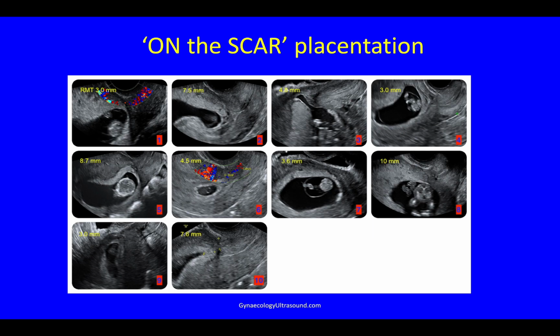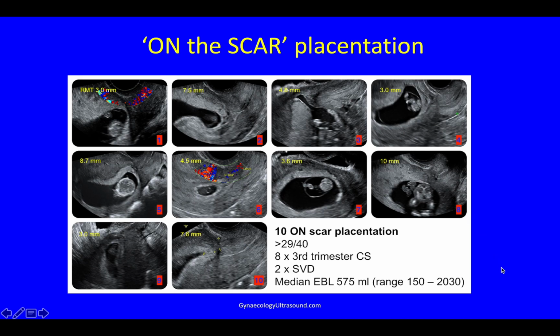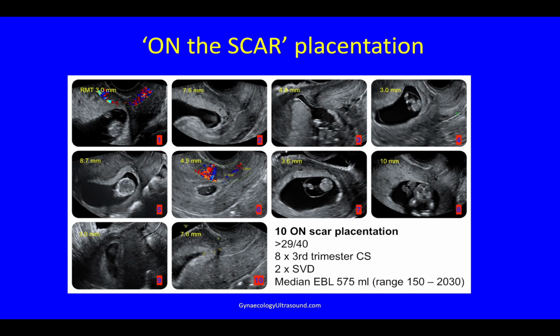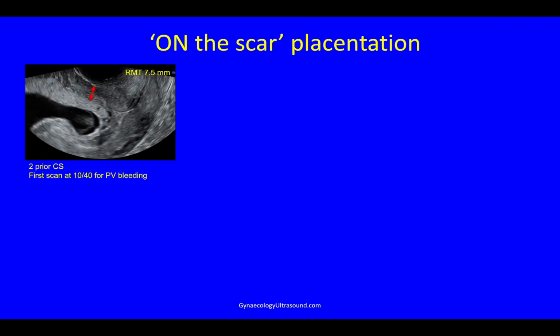Here are 10 examples from our practice, and in yellow at the top again is the residual myometrial thickness, and you can see that they're all over 3 millimeters. These patients delivered all after 29 weeks, 8 by Caesarean section, 2 by vaginal delivery, some PPHs, but the average blood loss much smaller, and no hysterectomies in this group. So this is one example.